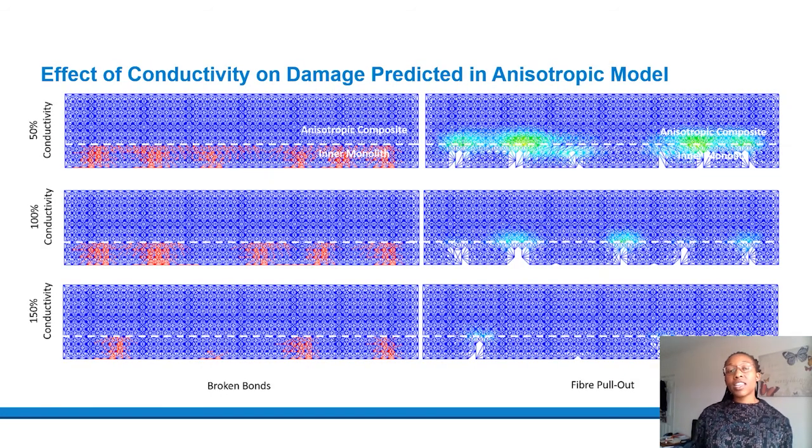When we look at the effect of the initial thermal conductivity input into the model on the damage predicted by the model, we find that the anisotropic model is highly sensitive to the thermal conductivity initially set. We see that with higher levels of thermal conductivity, we see much lower levels of damage compared to when we have low levels of thermal conductivity.